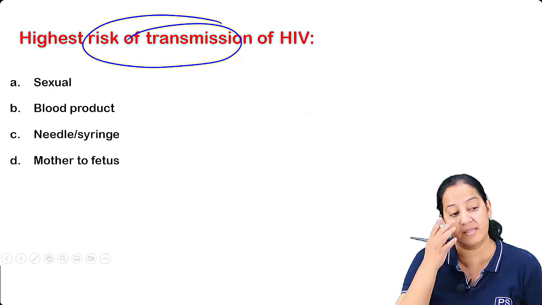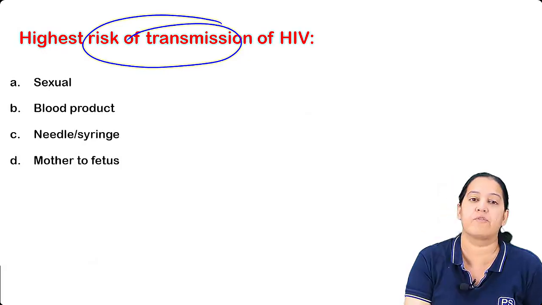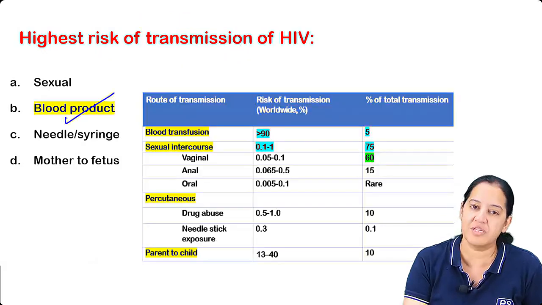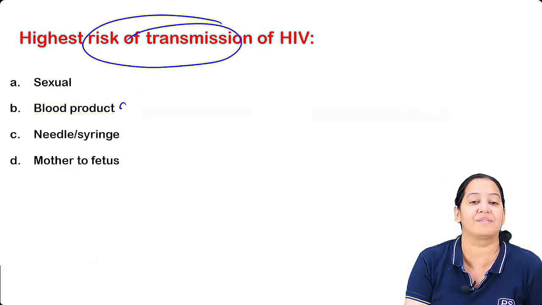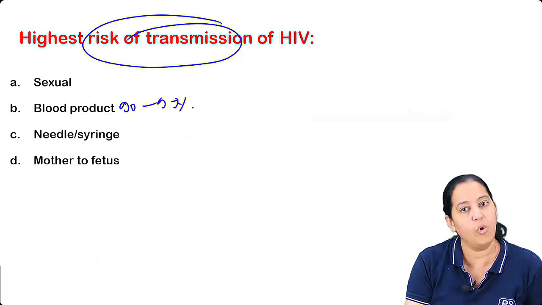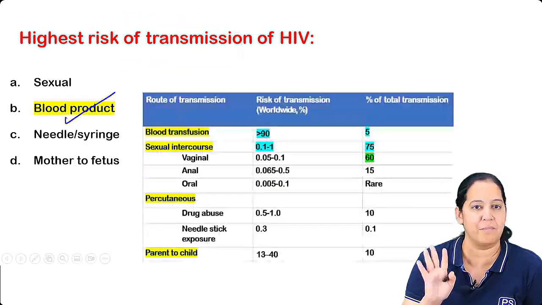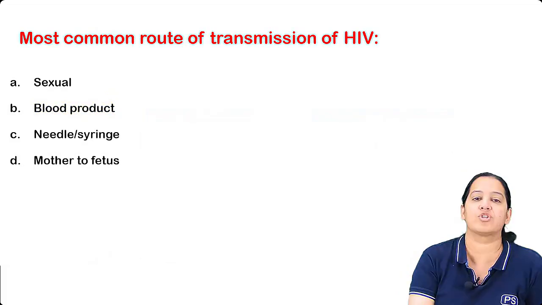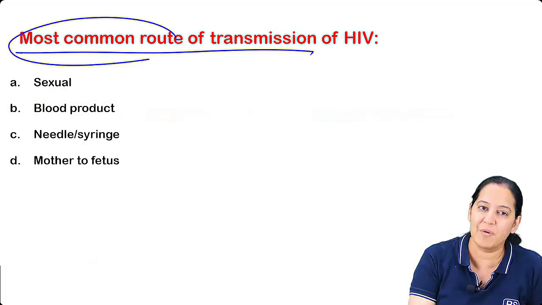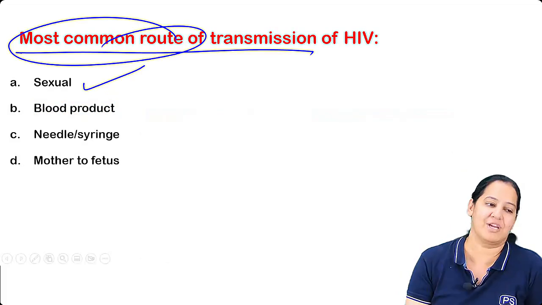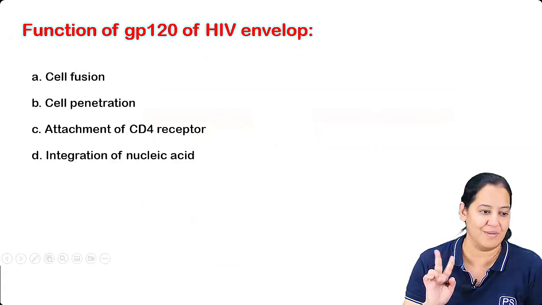Mind it, I'm not asking the most common route. I'm asking the risk of transmission. Maximum risk of transmission is blood, I know, 90 to 95%, although it's rare, only 5%. But maximum risk of transmission is blood. Read the next question: most common route. In that case, your answer will be sexual. So I hope you understood the difference between the two.